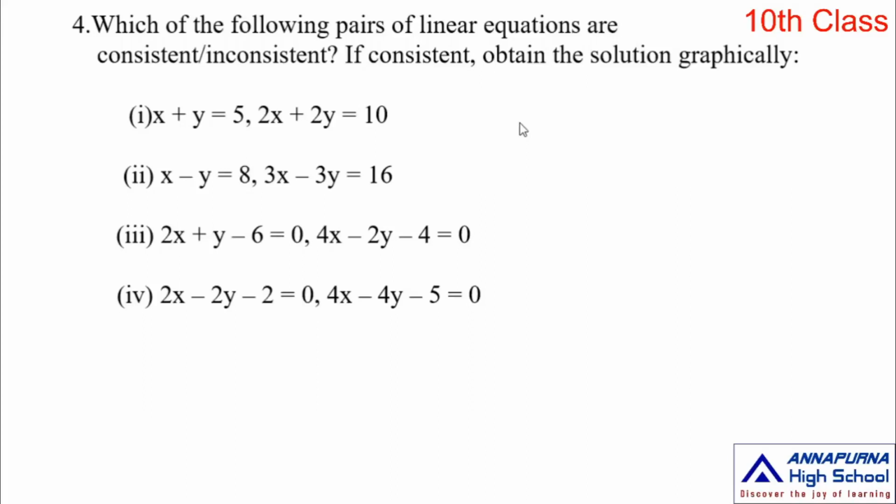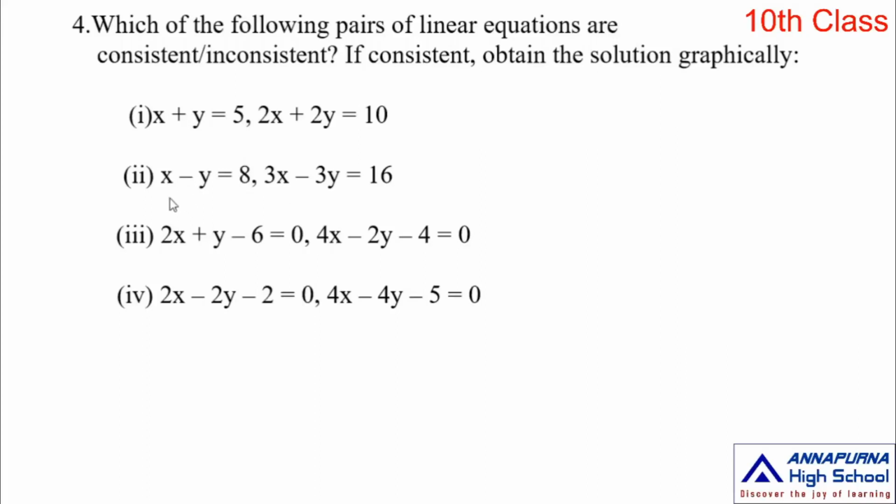We can solve them graphically. Okay, so first one, x plus y is equal to 5, 2x plus 2y is equal to 10. So just compare the ratios. a1 by a2 is equal to 1 by 2, b1 by b2 is equal to 1 by 2, and c1 by c2 is equal to 1 by 2. That means its graphical representation is coincident lines. So the pair of linear equations has infinitely many solutions.